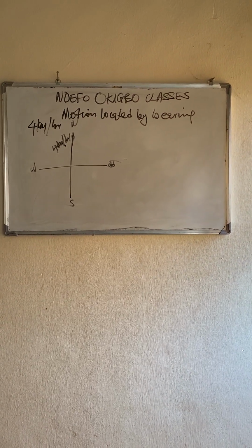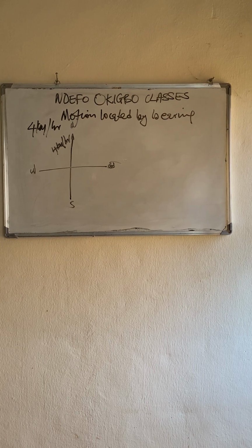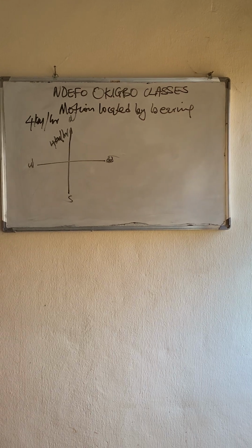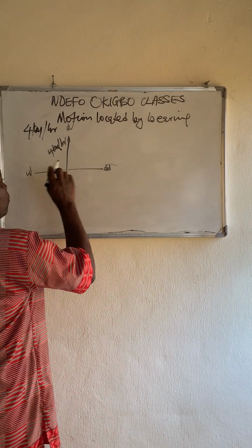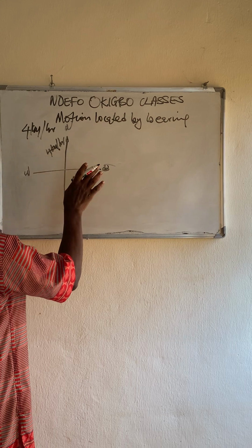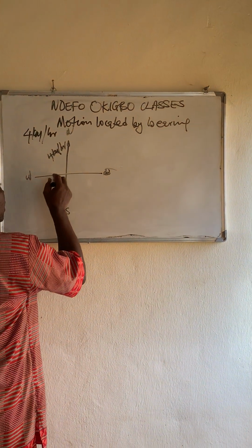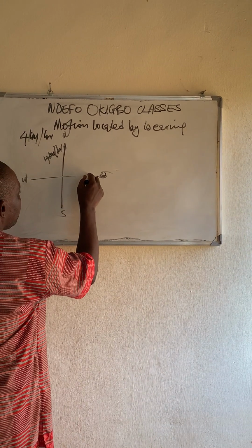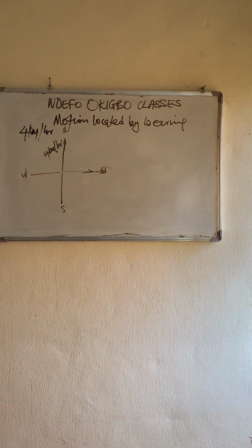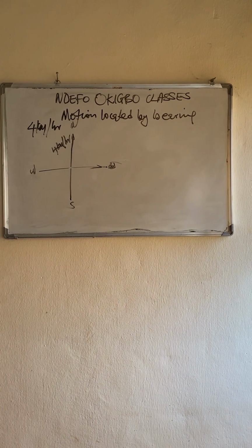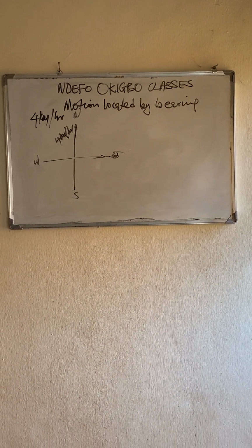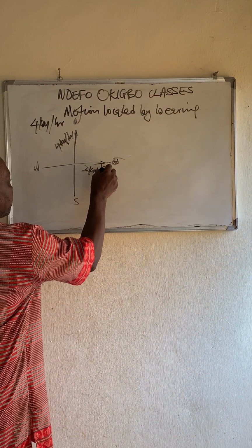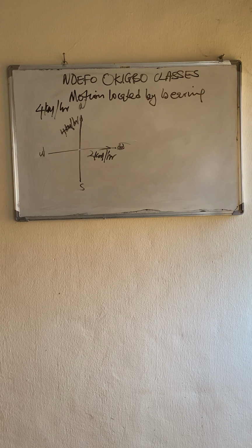They encountered the wind that is blowing due east. So that means the wind is blowing towards the east, that is, blowing this way. The wind is blowing to the east at 2 kilometers per hour.